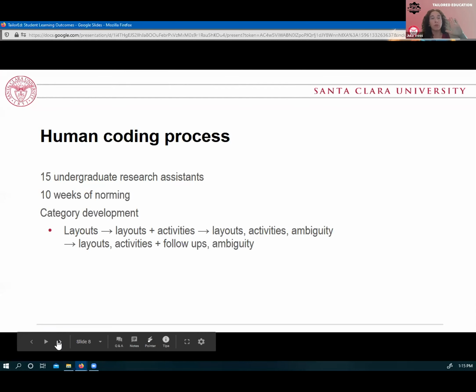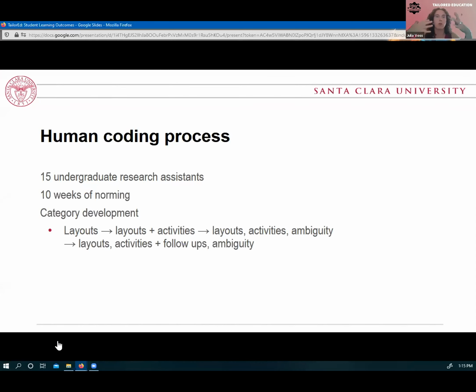So that started out with very simple and basic categories, relating back to the previous pilot phase of the project that Andres will be talking about in the next section of our talk. We went from simple layouts, like what visually is happening in the classroom, what does the classroom look like? Is it round? Is it facing forward, et cetera? To layouts and activities. So what's the layout? And then what are students being asked to do in this classroom?